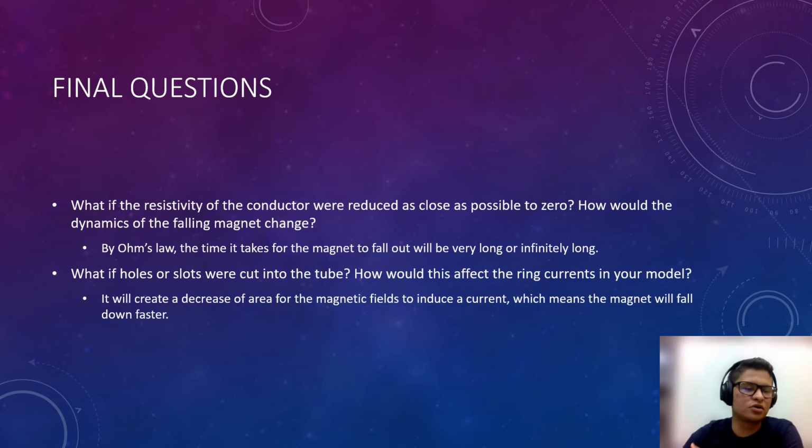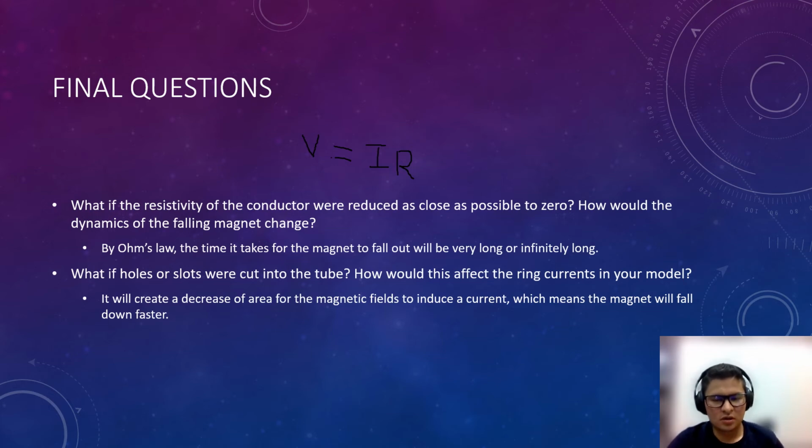Now some final questions. What if the resistivity of the conductor were reduced as close as possible to zero, would the dynamics of the falling magnet change? So Ohm's law is V equals I R. I is the current, R is the resistance, and V is the voltage.